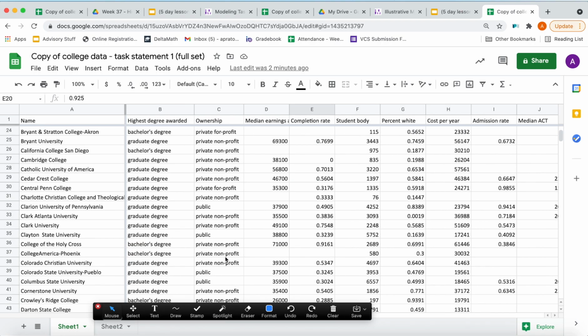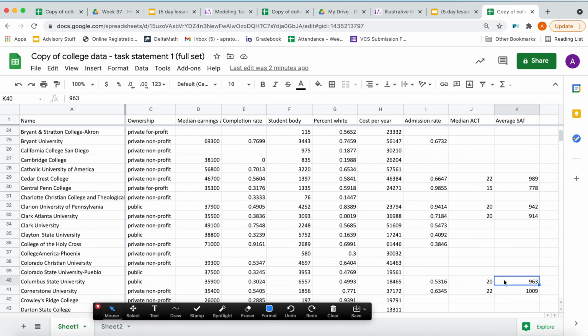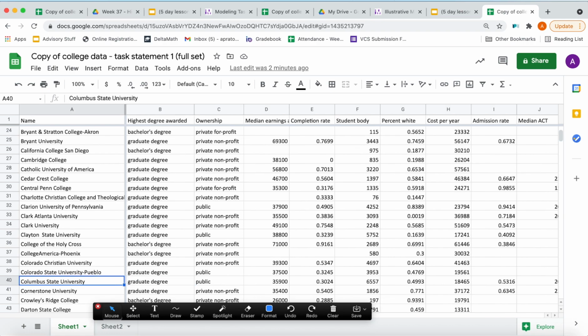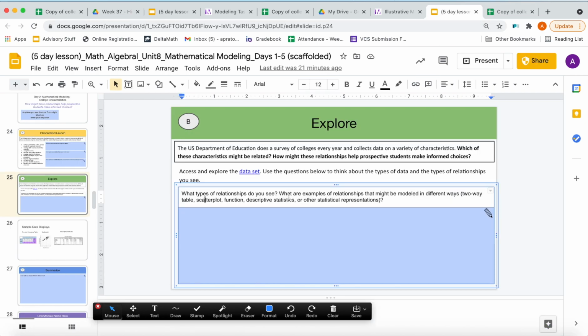And there's a ton of data, but let's look down a little bit. This is a much lower SAT score. Look at their completion rate, look at their median earnings. Something to think about, that relationship. So you can go through here, you can identify some more relationships that you see, and then you can go ahead and explain some different statistical representations that you can use to model them.